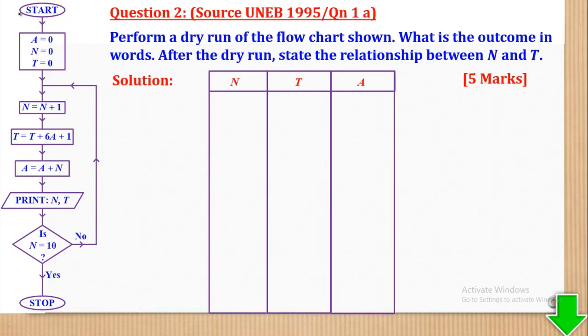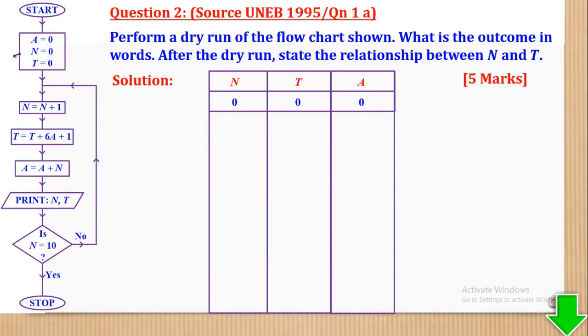So you shall start from the start. Start takes you to these initial values. A is 0, N is 0, and T is 0. So you shall come and do that here. N is 0, T is 0, and A is 0. So we are following this order because of this. The first assignment is for N, followed by T, followed by A. That is why we use this order of N, T, A.